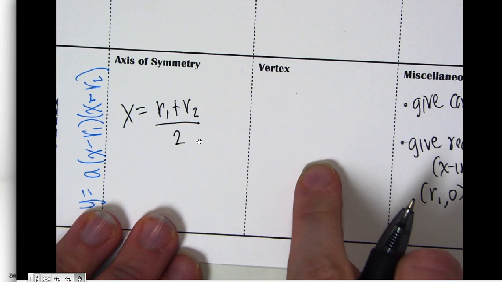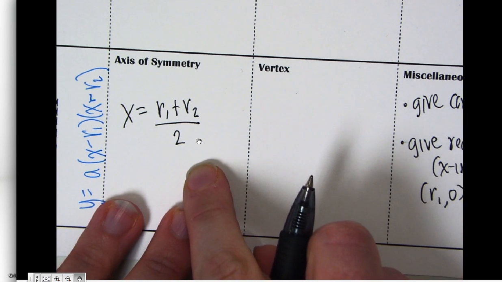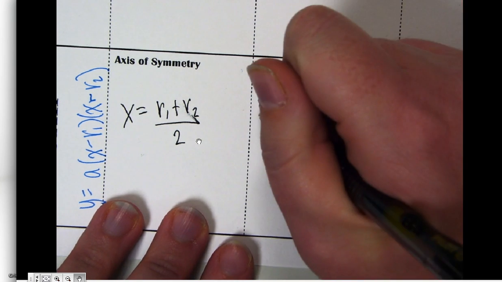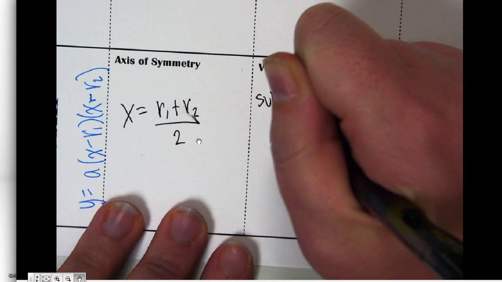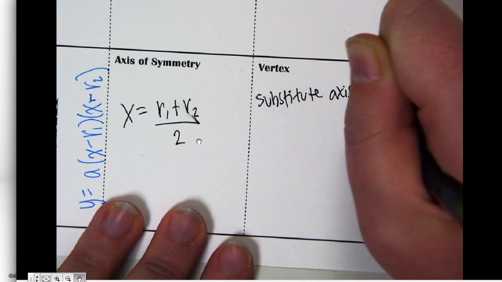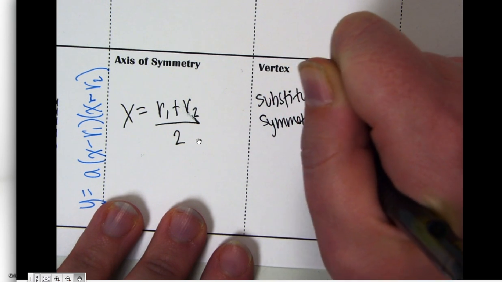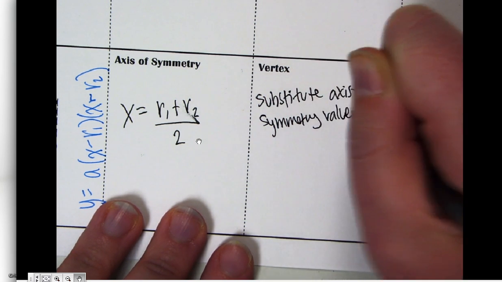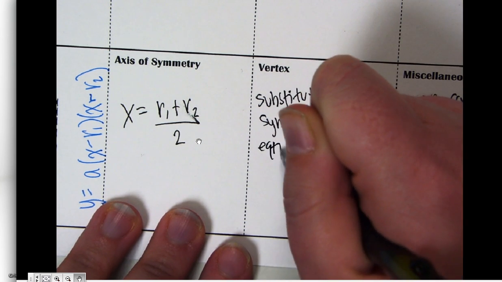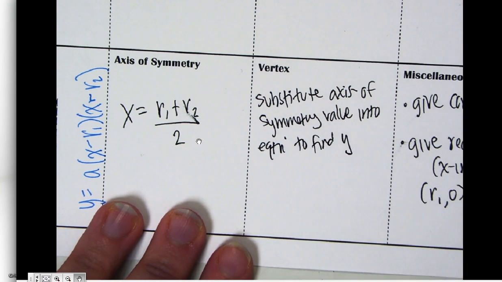Okay, the vertex. The vertex is the ordered pair. And since we know the axis of symmetry, we know the x-coordinate for our vertex. So we can substitute the axis of symmetry value into the equation to find the y value.